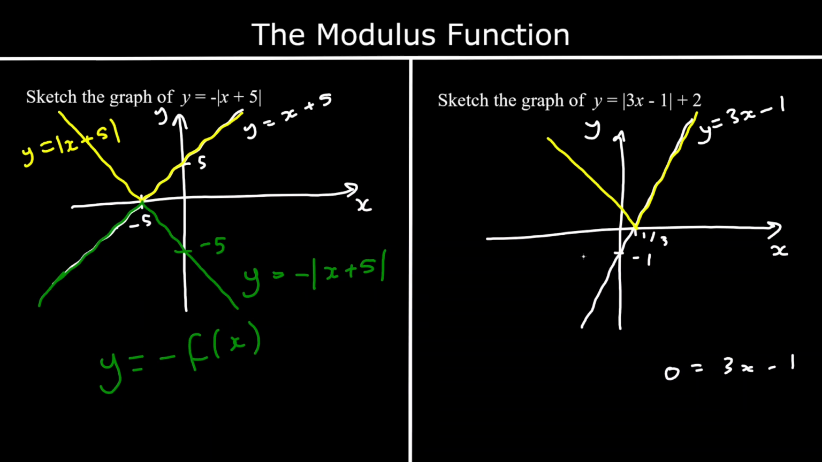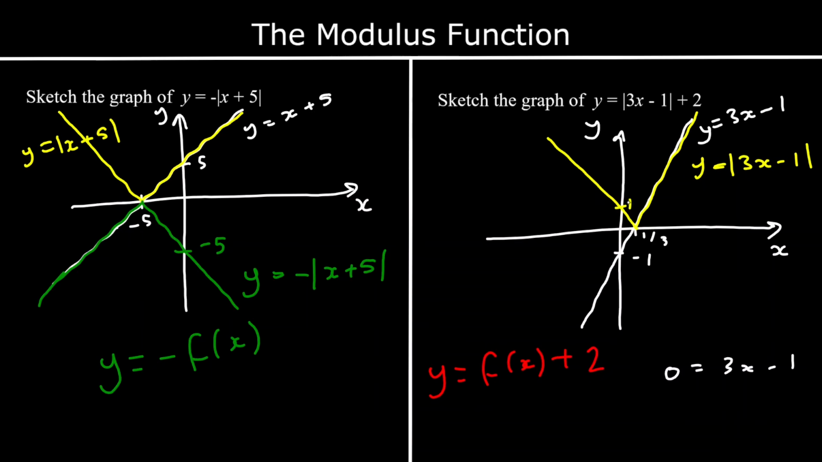So whenever it was beneath the x-axis, it's a reflection. So instead of negative 1, it's going to cross at 1. So that's the modulus of 3x minus 1. And then we're going to shift it up 2 spaces. It's the same as f of x plus 2, a function moved up 2 spaces.